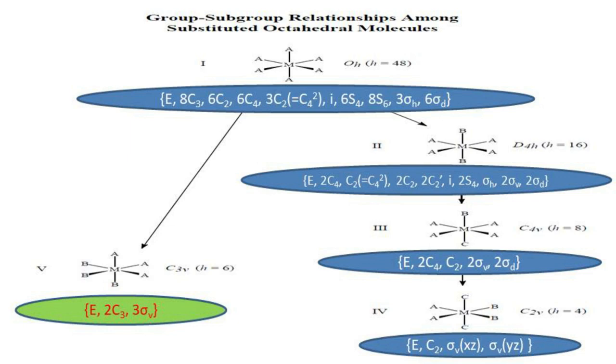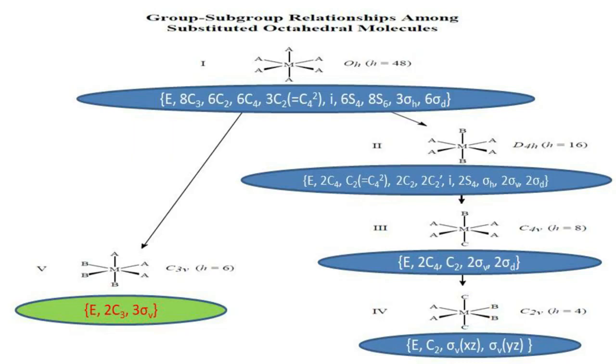Structure number 5, what is the order of that C3V point group? 6. And what is the order of structure number 2, that's a D4h point group? 16. Can we divide number 16 by number 6? No. So the order of D4h is not divisible by the order of C3V. Therefore C3V cannot be a subgroup of structure number 2.